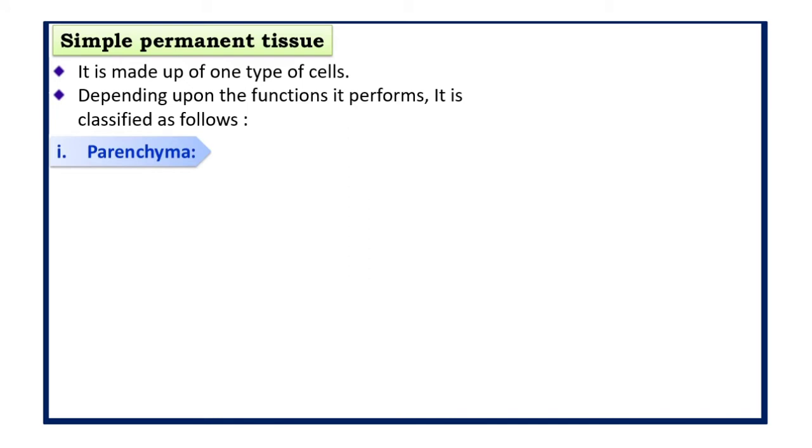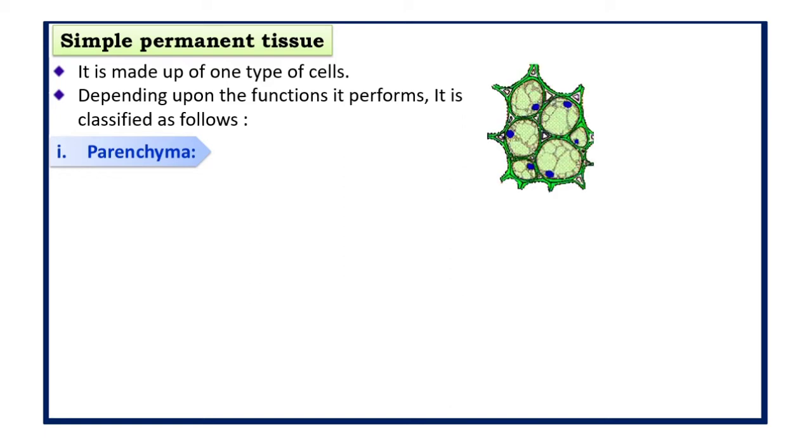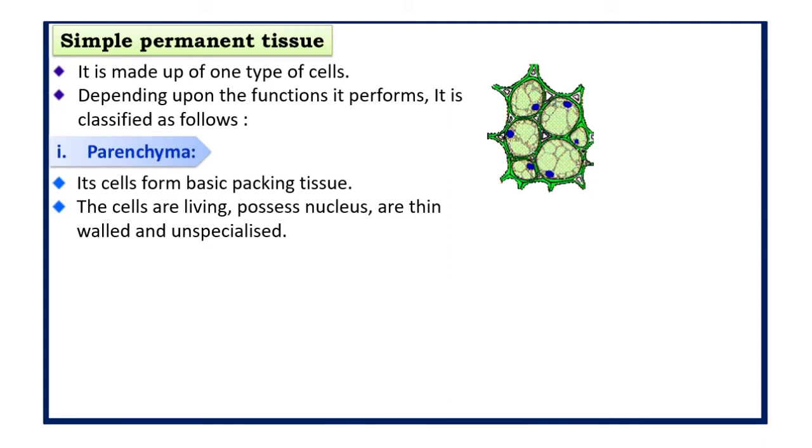First, the few layers of basic packing tissue. This is what is called the parenchyma. It's a type of permanent tissue. So here you can see the image of a parenchyma cell. You can notice how the cells are packed.